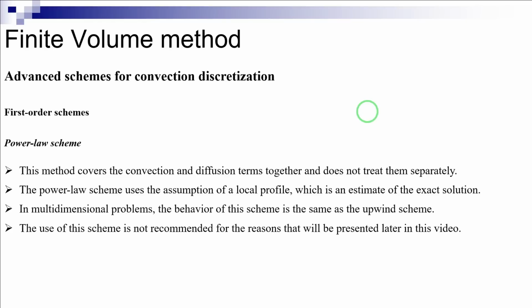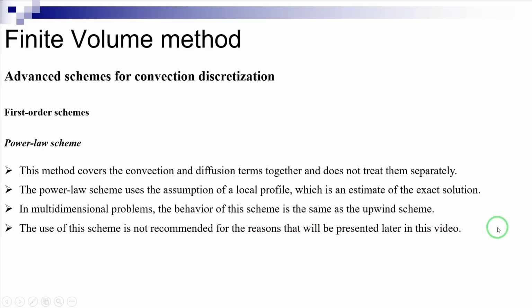Power law scheme. This method covers the convection and diffusion terms together and does not treat them separately. The power law scheme uses the assumption of a local profile, which is an estimate of the exact solution of the local convection diffusion equation. In multidimensional problems, the behavior of this scheme is the same as the Upwind scheme. The use of this scheme is not recommended for the reasons that will be presented later in this video.